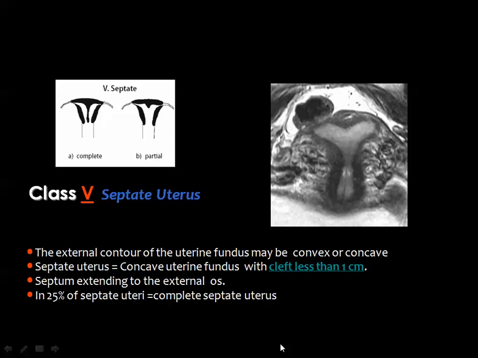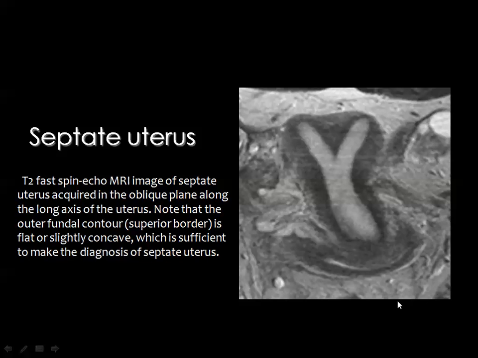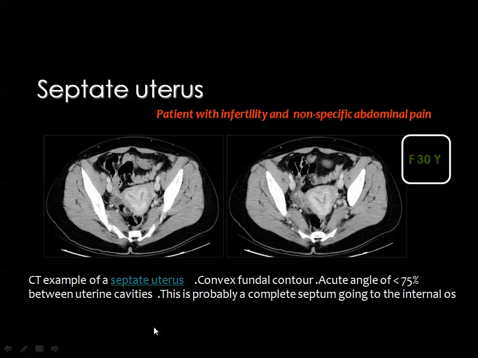And here you see a cleft which is less than 1 centimeter from the uterine fundus, and this is what we call the subseptate uterus, and this is also subseptate uterus. You see a cleft within the uterine cavity, dividing the cavity into two. Then there is fusion of both cavities into a single cervical canal.